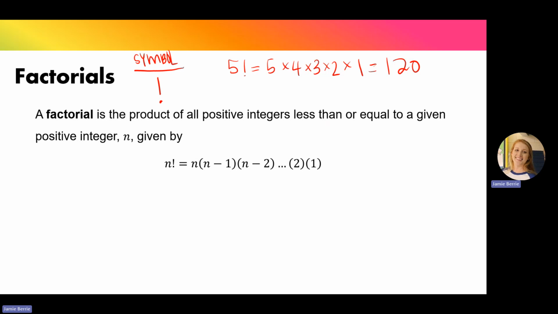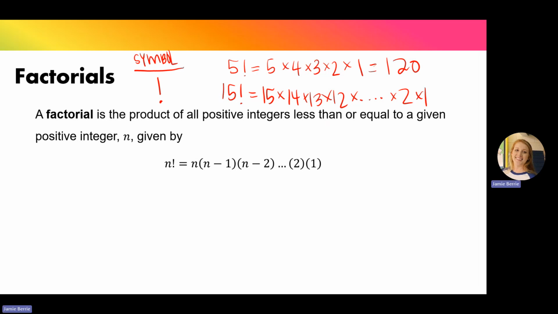Now we can do that by hand, but if you get a really big number, say like 15 factorial, that would be a lot to write out and multiply out. That would be like 15 times 14 times 13 times 12, all the way down to times 2 times 1. We have a little factorial function in our calculator, so I'm going to show you how to get to that.